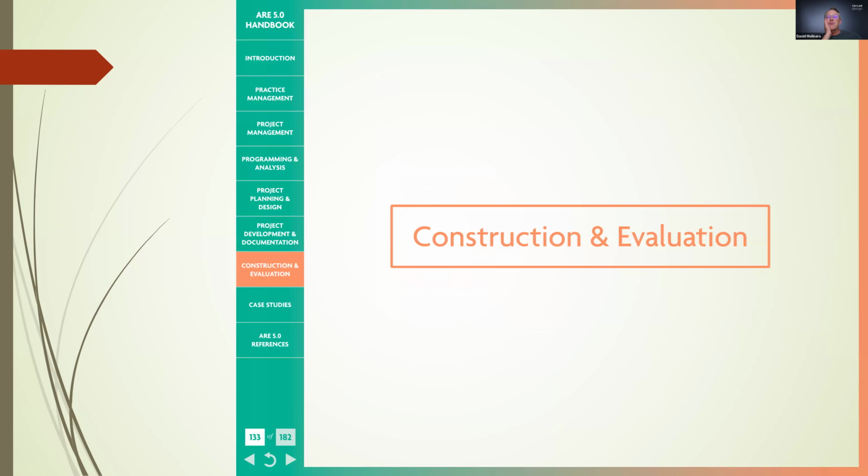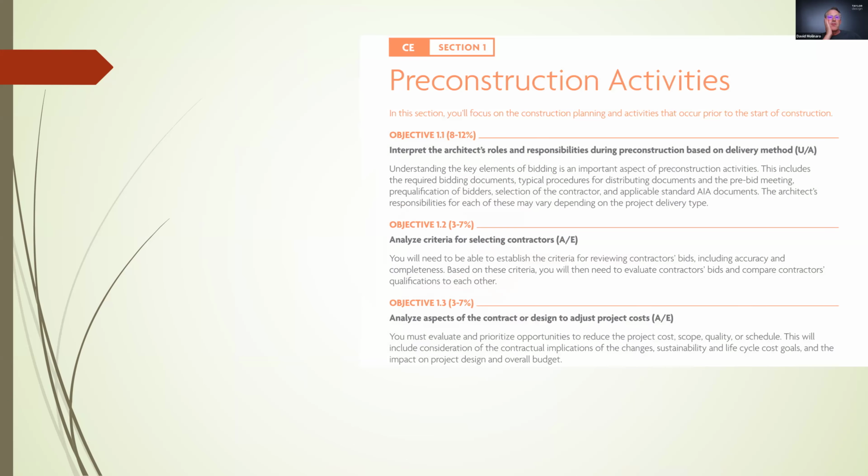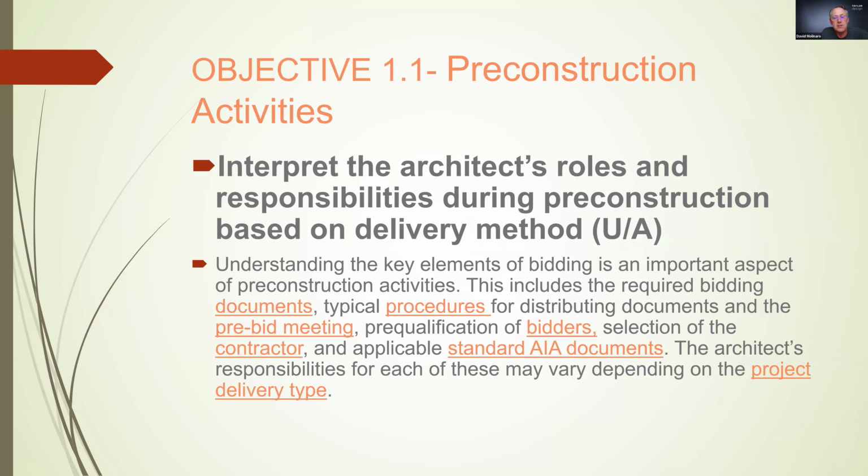So let's just jump into this first one with construction evaluation, the pre-con activities. How I went about studying these for myself, and when we studied with the AIA Orange County, was really dissecting the objectives into a couple key things, right? For 1.1, the key things are bidding documents, procedures, the pre-bid meeting, how we help the bidders, and what the AIA documents are. Finally, the project delivery type. So we will go over today some of the information about project delivery types.